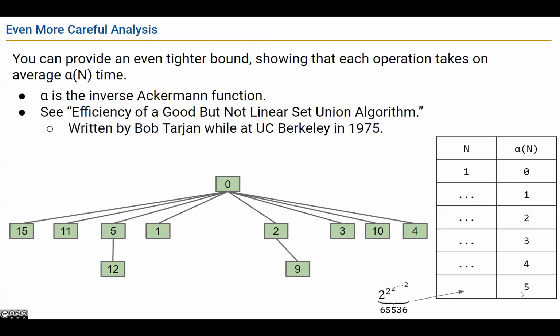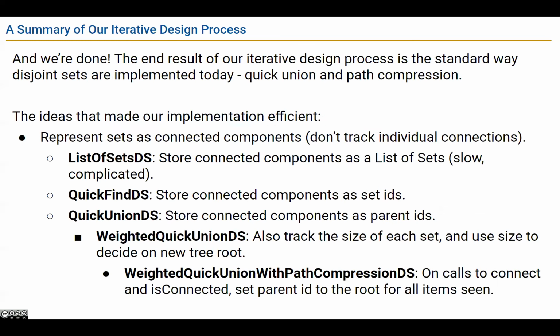But this function is so slow growing that for any size disjoint sets data structure that you can think of, up to this horrific number, the height of the tree, the runtime will always be less than 5, which is good enough for all intents and purposes. This is state of the art. It's beautiful. We're done. Questions?